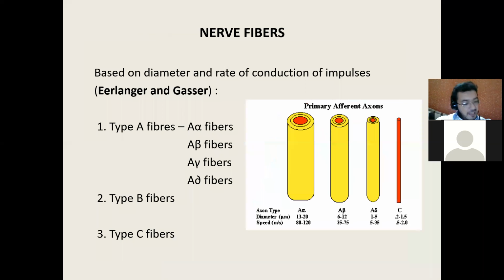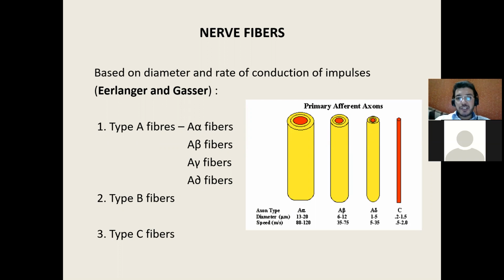Now, this is something very important for all of you as dentists: nerve fibers are typically classified into type A, type B, and type C nerve fibers. You have got three types of nerve fibers. In type A fibers, you have A alpha, beta, gamma, and delta. Then you have type B fibers and type C fibers.